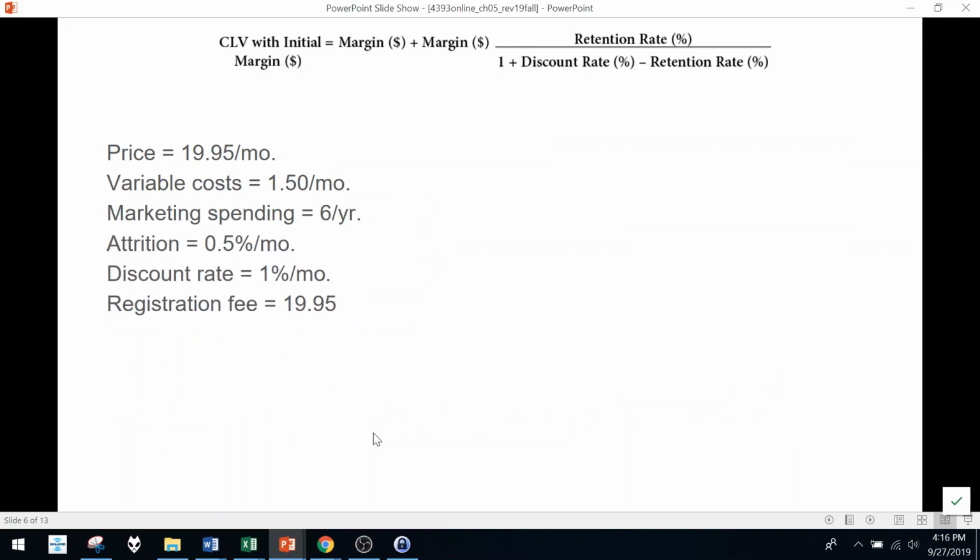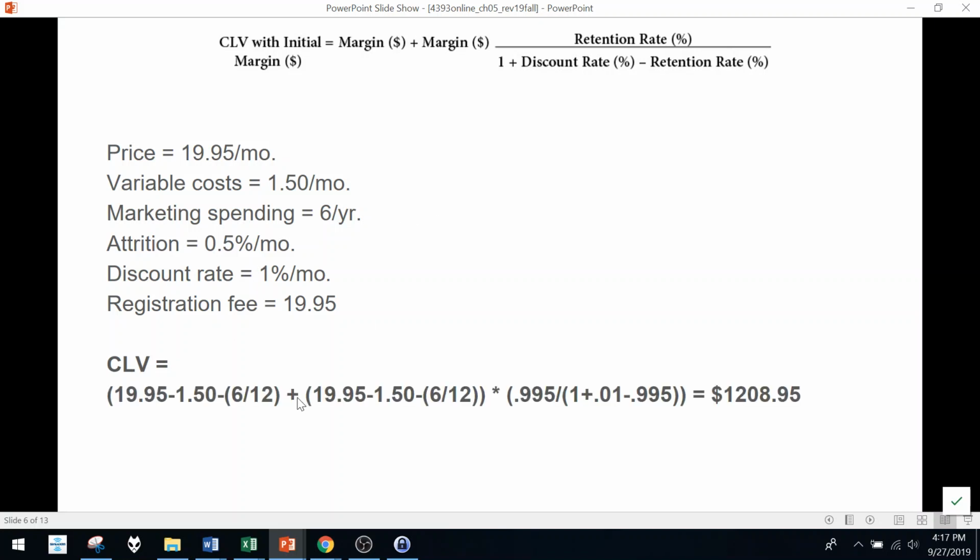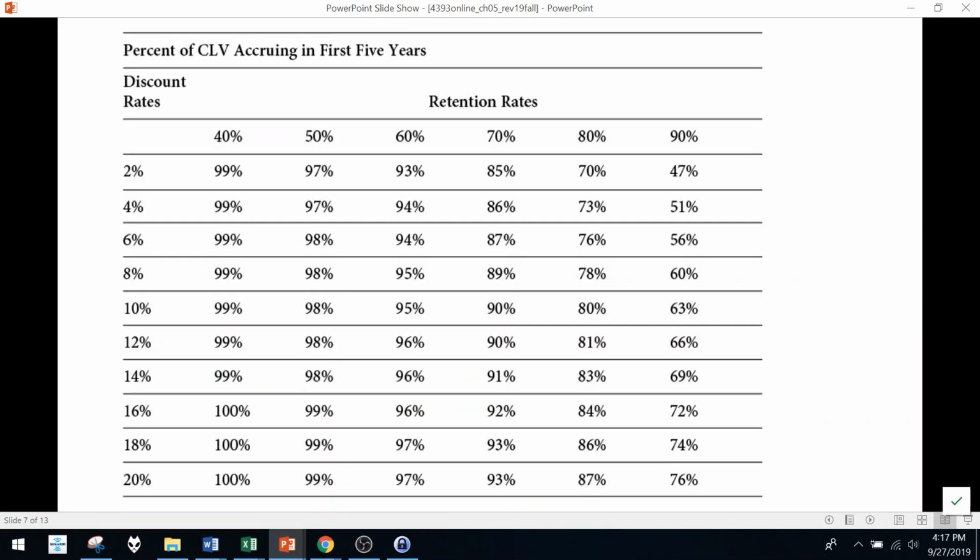Okay, so anyways, getting back to this, our registration fee is $19.95. The registration fee is also subject to the $1.50 variable costs. May not be necessarily the service, but could be the expense of someone signing you up. Okay, so anyways, all you're doing is you're taking this margin and you're adding it in a second time. So anyways, that gets you customer lifetime value with initial margin of almost $1,209. Okay.